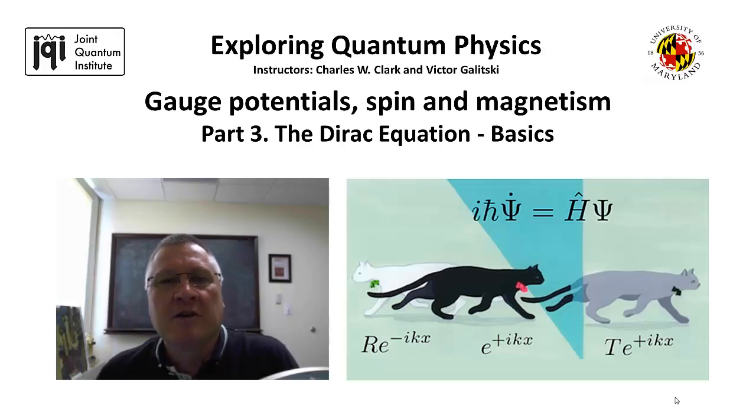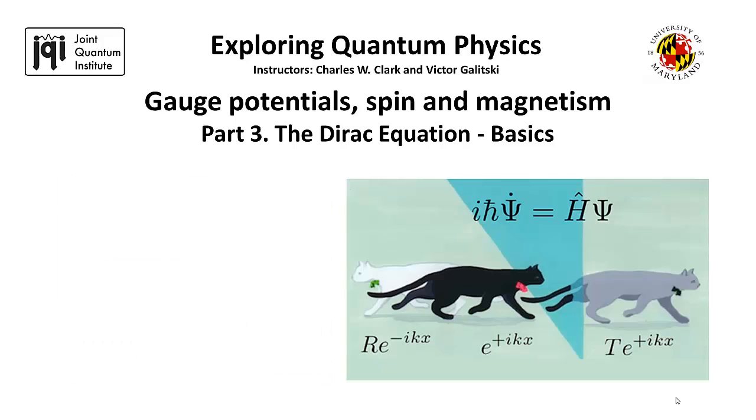I'm Charles Clark, and in this part we're going to begin a study of the Dirac equation, which is the foundational equation of relativistic quantum mechanics for the description of the electron and other spin 1/2 particles. So now we're going to begin an introduction to the Dirac equation.